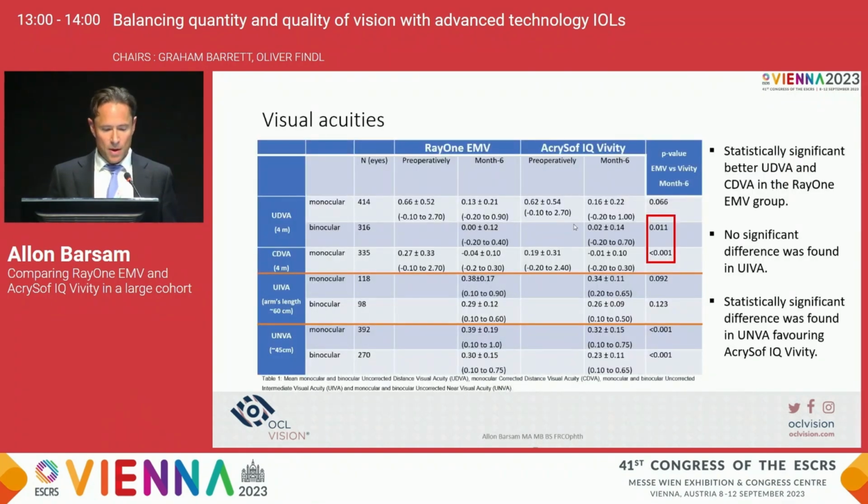So what do we see? Well, we saw, as you've heard in the other studies and in the theoretical studies, but it's nice to show in a big, let's say, real-world retrospective study, that there was a statistically significant better uncorrected distance visual acuity and corrected distance visual acuity in the RayOne EMV group versus Vivity.